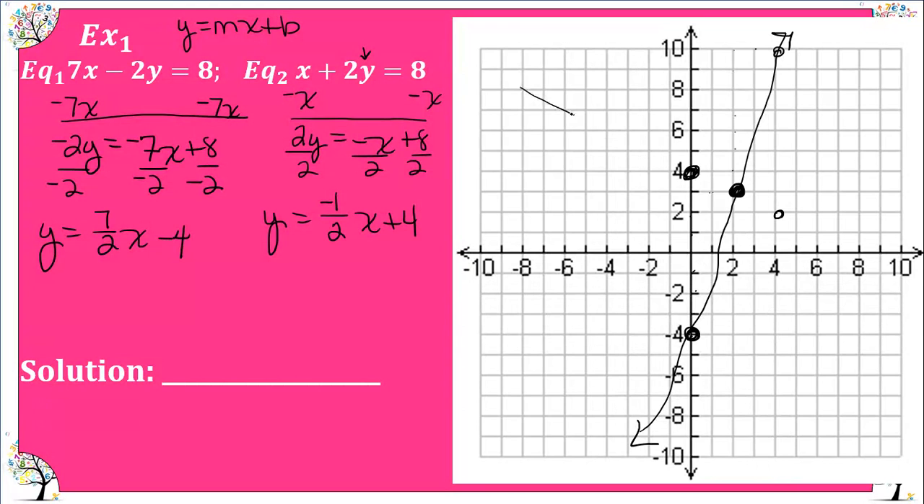So here is our second equation, and you can see where they cross. This is the solution, the ordered pair, that makes both equations true. If I plug in 2 for x and 3 for y in both equations, I would get true statements.